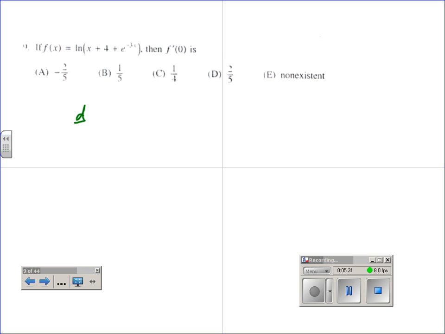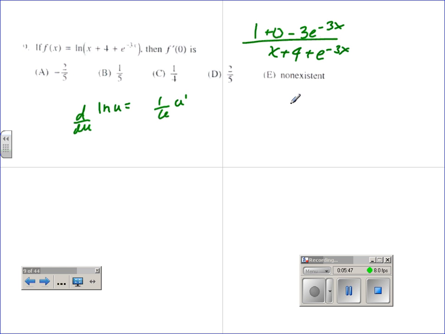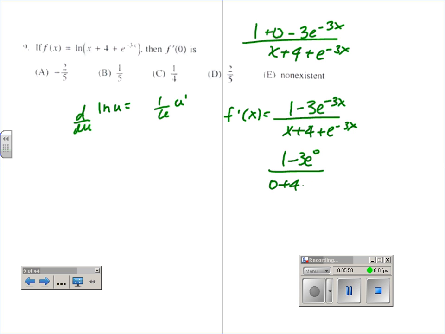Okay, the derivative of natural log of u is u prime, or du, over u. So the derivative of u is 1 plus 0 minus 3 e to the negative 3x over u. So 1 minus 3 e to the negative 3x over x plus 4 plus e to the negative 3x, evaluated at 0. So 1 minus 3 e to the 0 over 0 plus 4 plus e to the 0. Negative 2 over 5.